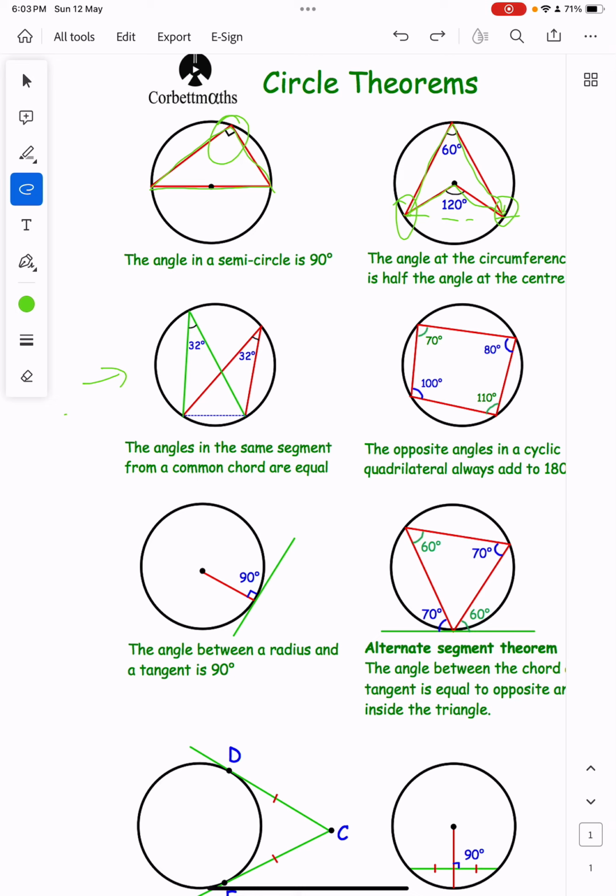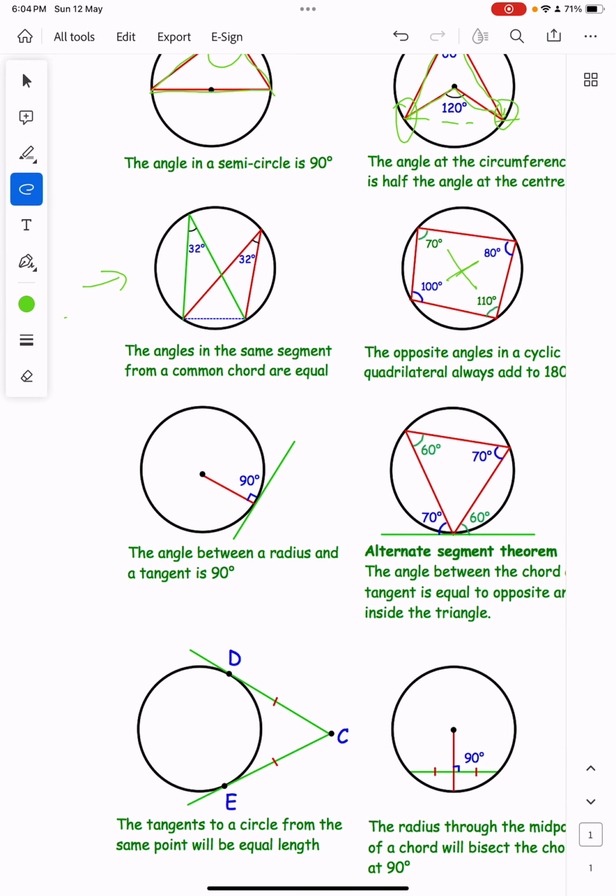The fourth one would be the opposite angles in a cyclic quadrilateral are 180. So once you have a quadrilateral within a circle where all 4 points are touching the circumference, then that's considered to be a cyclic quadrilateral, and the opposite angles are going to sum to 180. So they're supplemental angles, they sum to 180. So 100 plus 80 is 180, and 110 plus 70 is 180.